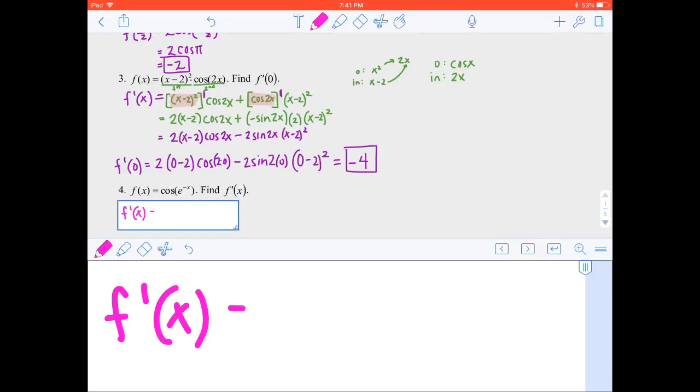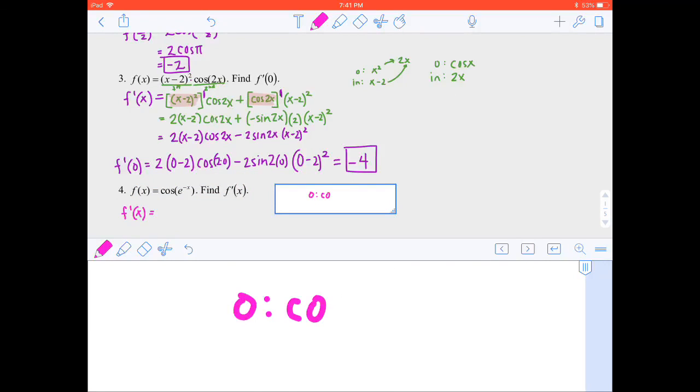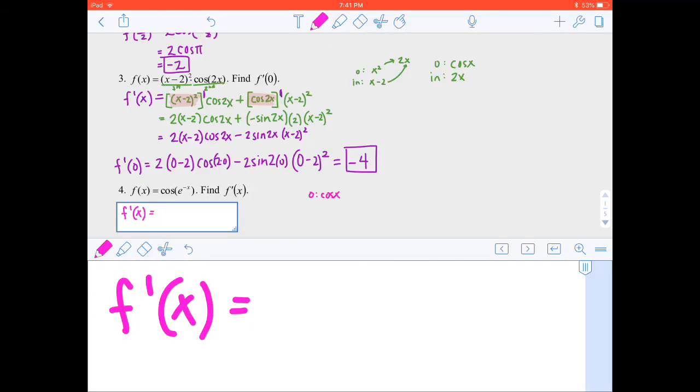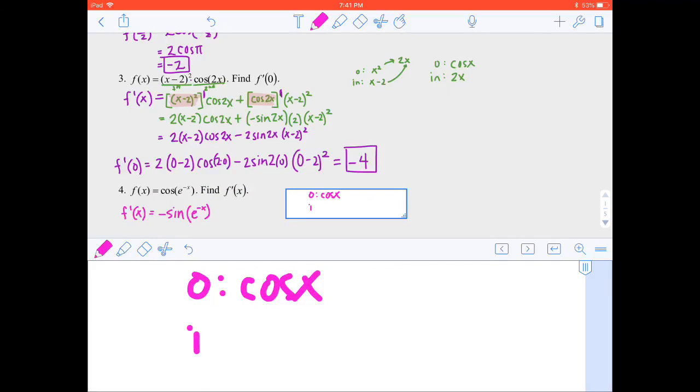So to take this derivative, I'm going to take the derivative of the outside. So my outside is cosine x. Derivative of that is negative sine. Keep the inside, so we have negative sine e to the negative x times the derivative of the inside. So my inside is e to the negative x. Well, now in order for us to take this derivative, we have to go ahead and do another chain rule because we have this negative x plugged inside to the function e to the x.